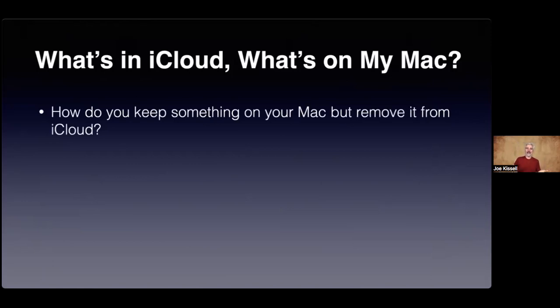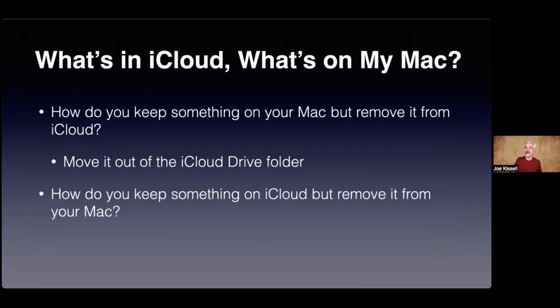So let's say you use iCloud Drive, with or without the desktop and documents folders. And you want to make sure that something is on your Mac, stays on your Mac, but is removed from Apple storage. How do you do that? Really simple, drag it out of the iCloud Drive folder. Now, remember, if you're syncing your desktop and documents folders, you can't drag it onto your desktop because that's just another thing that Apple's syncing. You can't drag it into your documents folder. You would have to drag it into some location that is really outside of your iCloud Drive, really outside of what Apple is syncing.